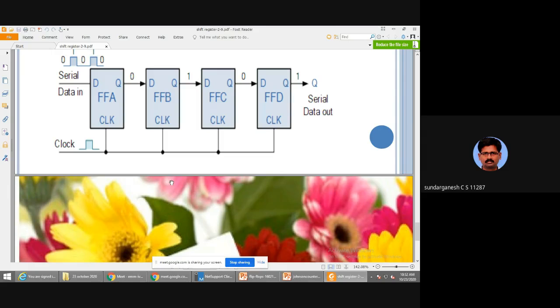simultaneously. After applying the first clock pulse, whatever input you give, you get at the output. So in one clock pulse you can transmit all the data. That is known as parallel in, parallel out. So totally there are 4 modes of operation: serial in serial out, serial in parallel out, parallel in serial out, and parallel in parallel out. If they ask about shift register, you have to explain all these 4 operations.